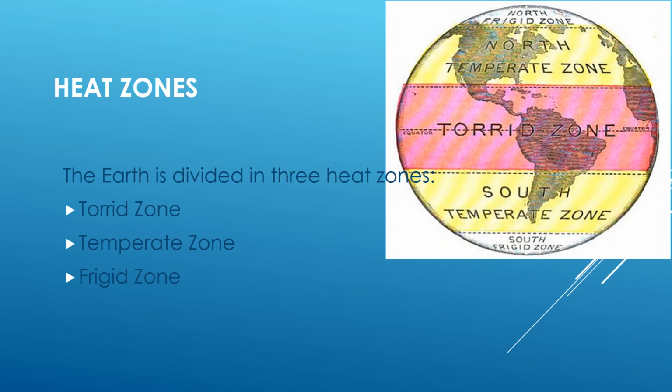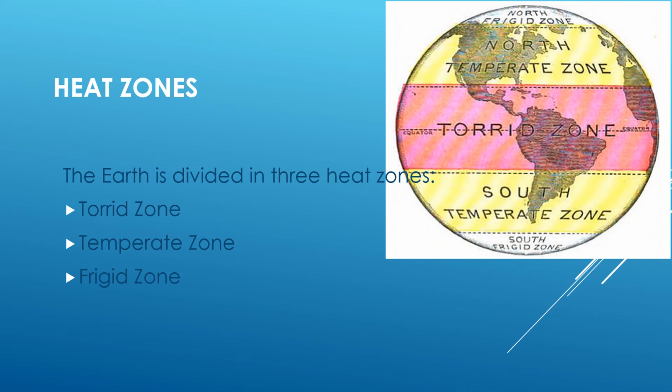Temperate zone lies between the torrid zone and the frigid zone. So one part is in the north, one part is in the south. Or also you can see that temperate zone lies between the Arctic Circle and Tropic of Cancer in the northern hemisphere, and between the Antarctic Circle and Tropic of Capricorn in the southern hemisphere.